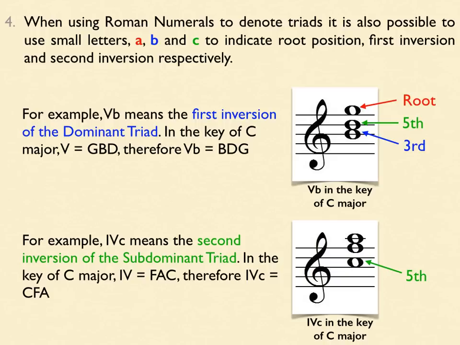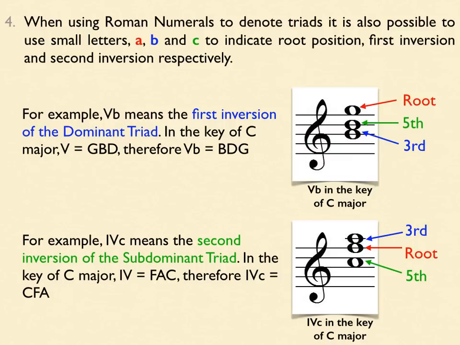So the C's at the bottom, which is the fifth of the triad, followed by the root and the third. So you can use those letters A, B, and C to describe if it's in root position for A, or if it's in first inversion for B, or if it's in second inversion for C. So you're just getting more detail in your analysis and your descriptions of triads and chords.